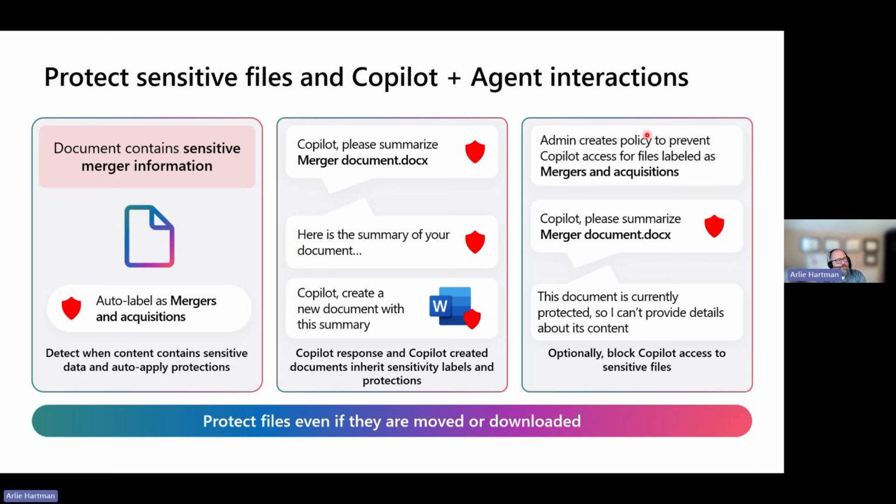And then you can create a DLP policy that prevents a certain file label, unable for Copilot to summarize or interact with. So, okay, summarize this document. Document is currently protected. And I'll show you that in the demo as well.